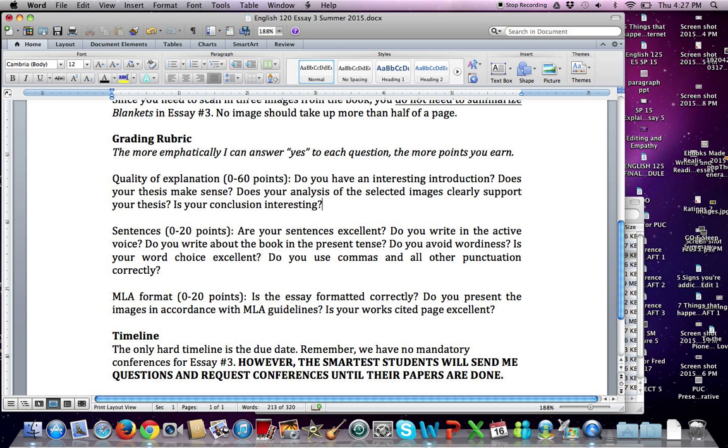Active versus passive voice. Okay, do you write about the book in the present tense? Literature is considered alive by scholars. It's not dead. It's not something that happens in the past. It's still here in the present. So anytime you write about the book, put it in the present tense. Do you avoid wordiness? If you can give me a sentence in 9 words instead of 14, do it. Give it to me in 9.